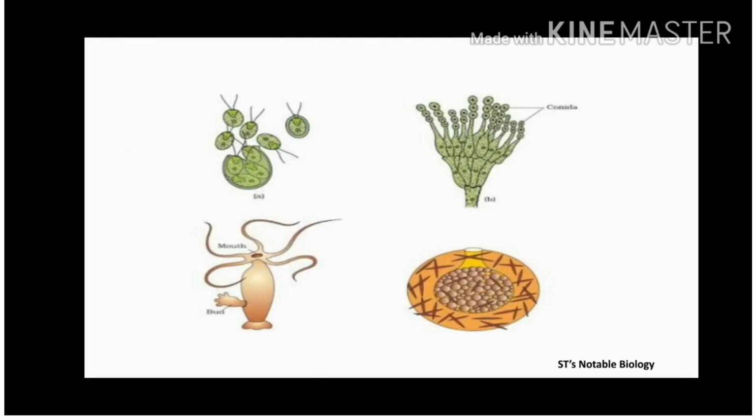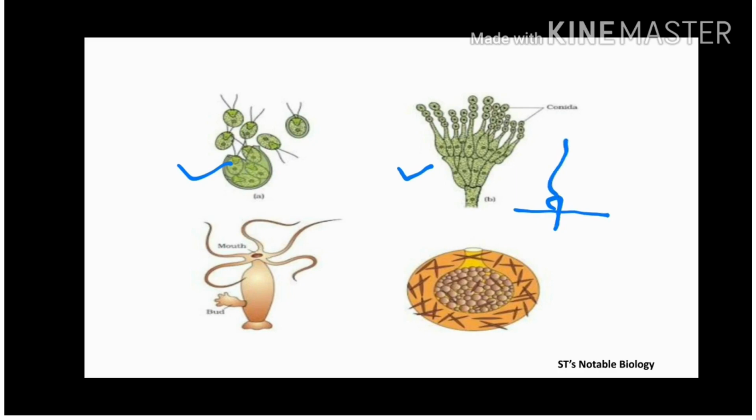These are the pictures which are given in your book. In the first, this is a picture of what? Algal cell. When this algal cell grows and attains maturity, it releases spores and each spore grows into a new algal plant. And in the second, this is a fungal plant. This small round structure on the top, they are called what? Conidia. When they detach from the parent plant and fall onto the ground, they grow into a new fungal plant.